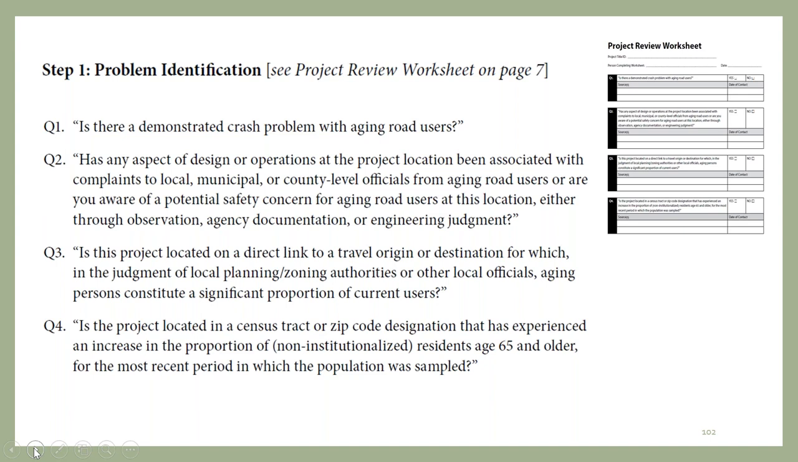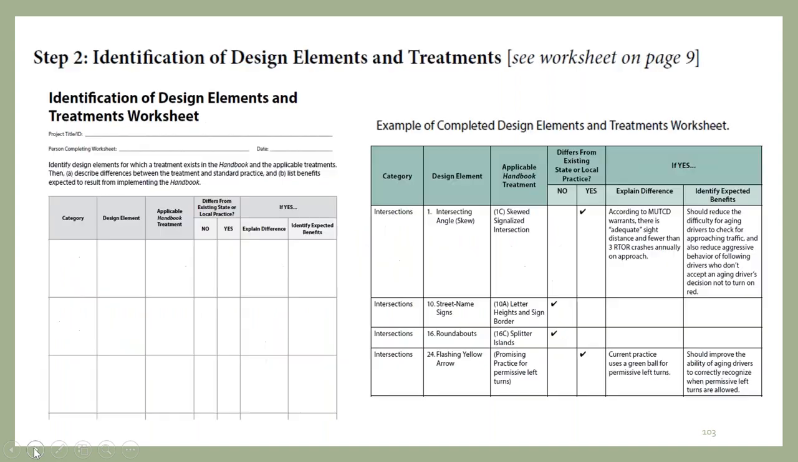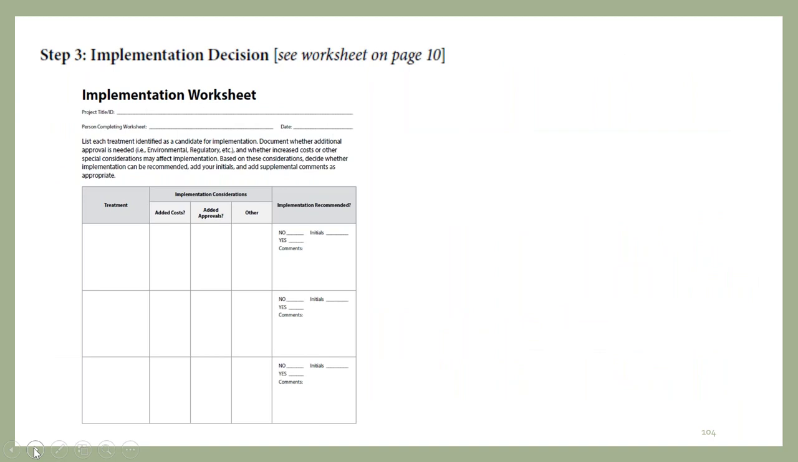So really, if the answer to any of these four questions is yes, it sort of triggers the next step, and that is to identify which treatments are most applicable for the conditions that we have. So we talked so far about intersections, and so go through and make an assessment about whether the recommendation would be applicable, what the expected benefit would be, especially does it differ from local current practice? Many times the current practice might already integrate those features.